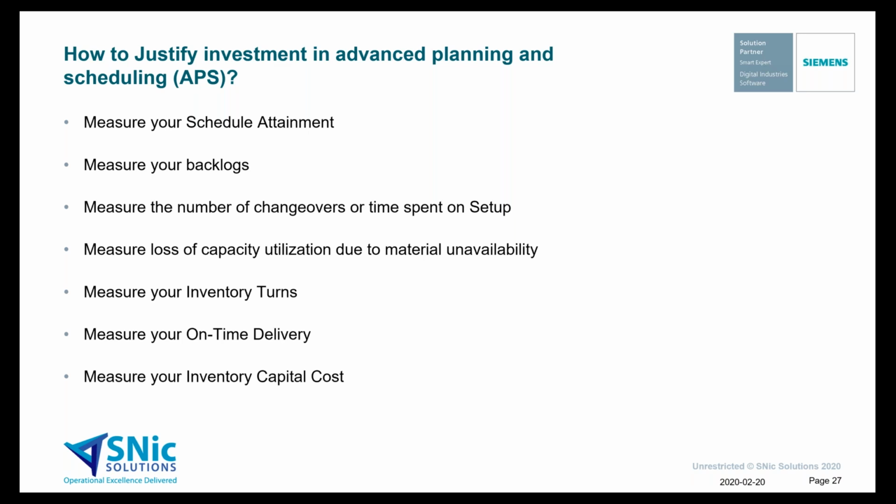Measure your on-time delivery. If you are at 90-95%, you're already at good on-time delivery, and unless you have penalties in place, this may not be a good metric. But if you are at 50, 60, 70% on-time delivery, especially if you're an engineer-to-order company or a make-to-order company, then that would classify as poor on-time delivery, and that would be a good opportunity for advanced planning and scheduling.